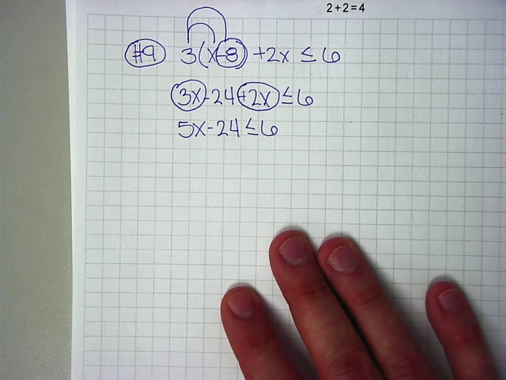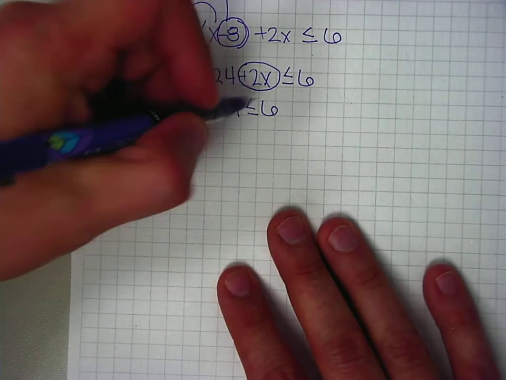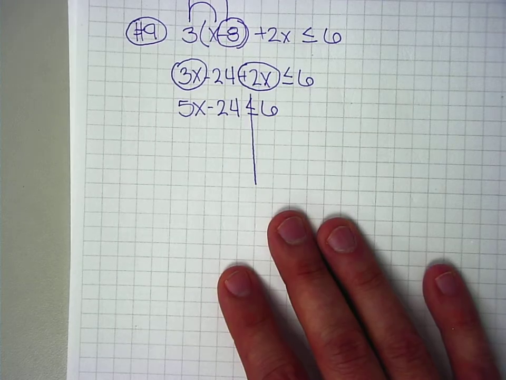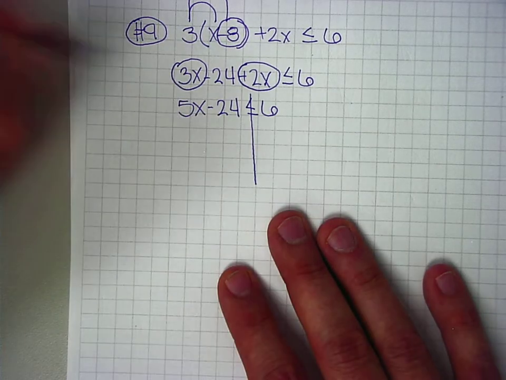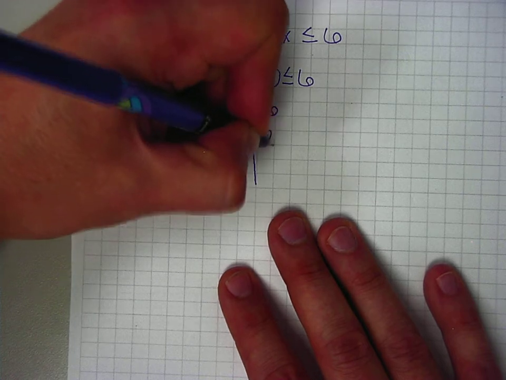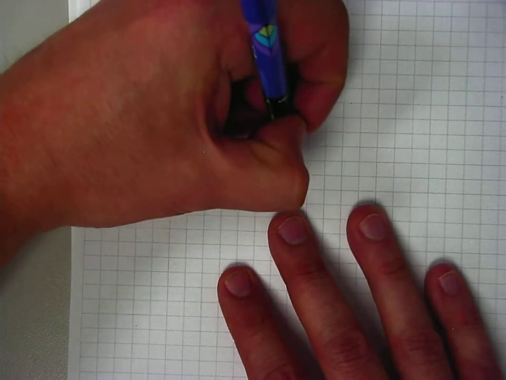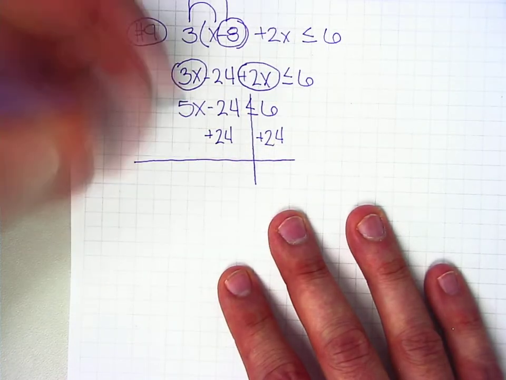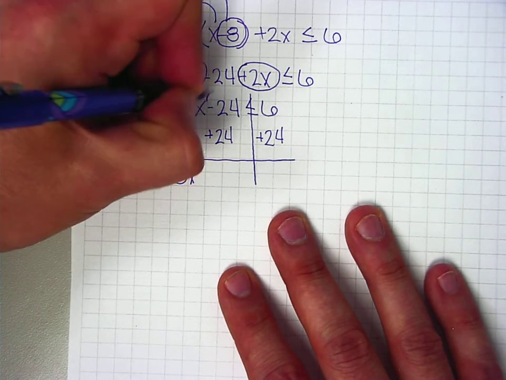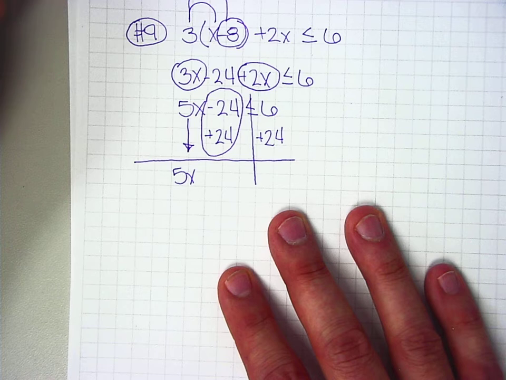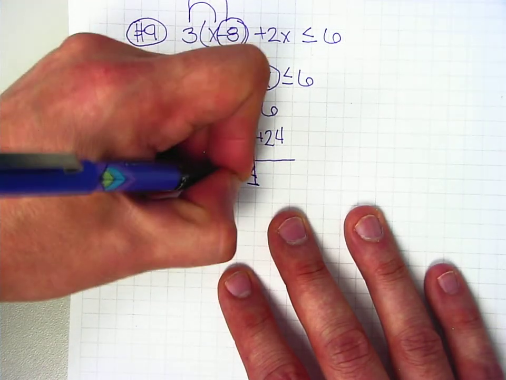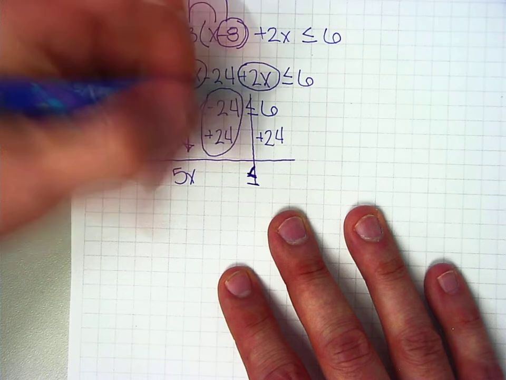Now this is basically treated like a two-step equation. So I'll go ahead and make my little line here to differentiate both sides of my inequality. And the first thing I want to do is to go ahead and add 24 to both sides to clear that up. In this case, it also helps me combine more like terms, the whole numbers. So the 5x falls right on down. Minus 24 plus 24 equals 0, so that goes away. My inequality symbol stays the same and falls down. And 6 plus 24 is 30.